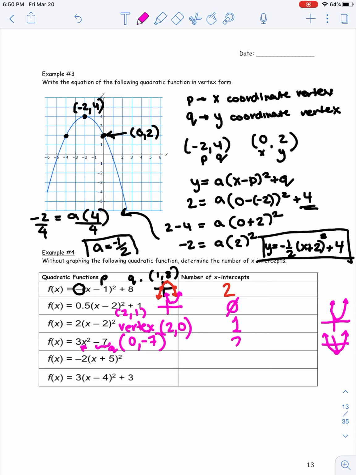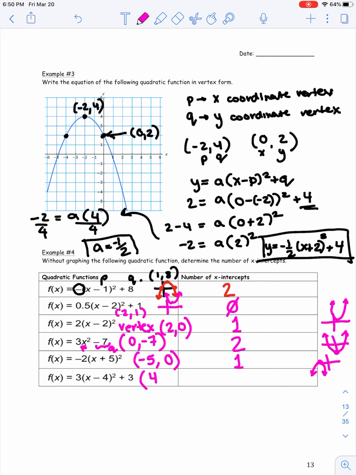Here we have the P and Q value. The P value would be -5 because it's 2 negatives to make that positive. And then our Q value is 0 because we don't have one. So that point would be -5 and 0, on the x-axis, and it's downward facing. Now, since the vertex is touching the x-axis, it's only going to have 1 x-intercept.